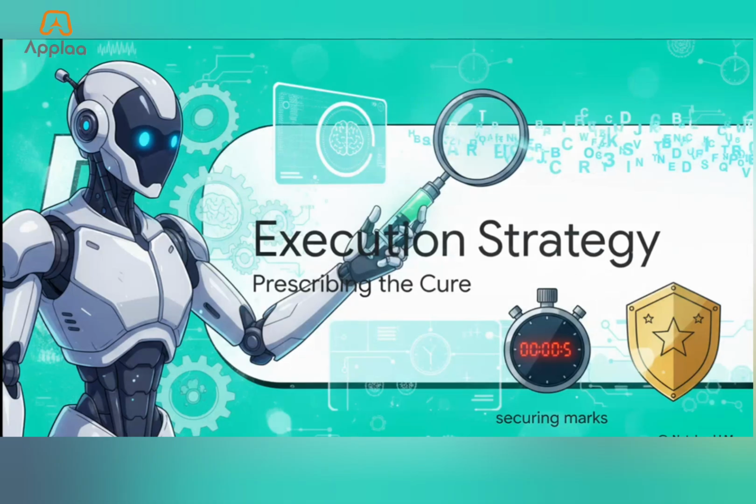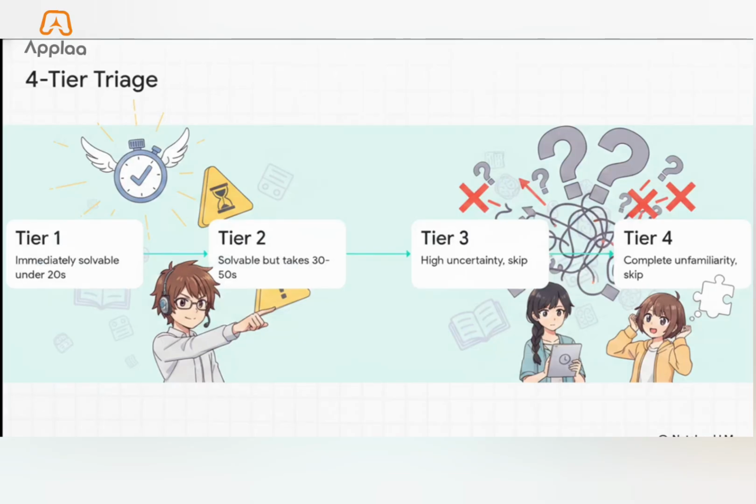Finally, Section 5, Step-by-Step Execution Strategy, Prescribing the Cure. Let's talk about how to actually execute a fail-proof scan without running out of the clock. We're going to use this 4-tier triage system. Within the very first 5 seconds of reading a question, you have to classify it.